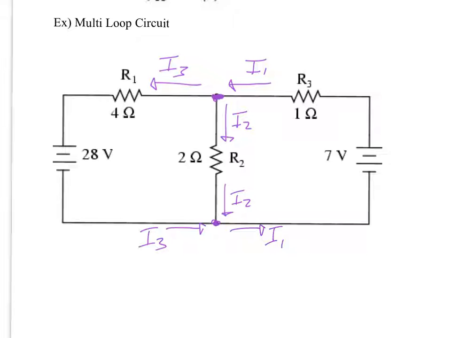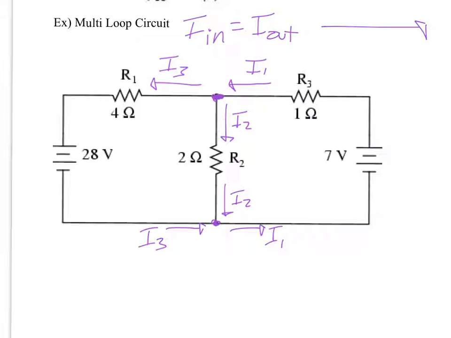Now if we look at Kirchhoff's rules, the current going into and going out of a junction must be equal. So current going in has to equal current going out. And if we look at the top junction, the current going in is I1, and the current going out is I2 and I3. So we get I1 equals I2 plus I3.